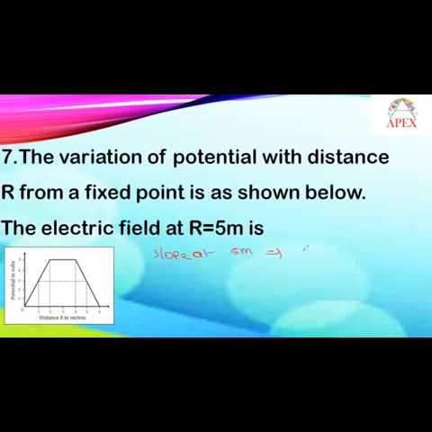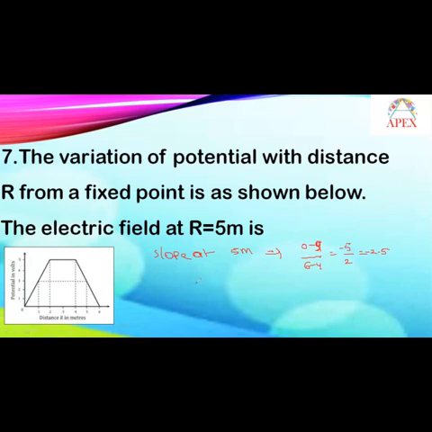Slope at 5 meters distance will be dV by dr. For this particular line, you can calculate the slope. This is y2 minus y1. y2 is 0 and y1 is 5. So 0 minus 5 for this whole line. And here x2 minus x1 will be 6 minus 4. So minus 5 by 2, that is minus 2.5. This is the slope of this particular line.